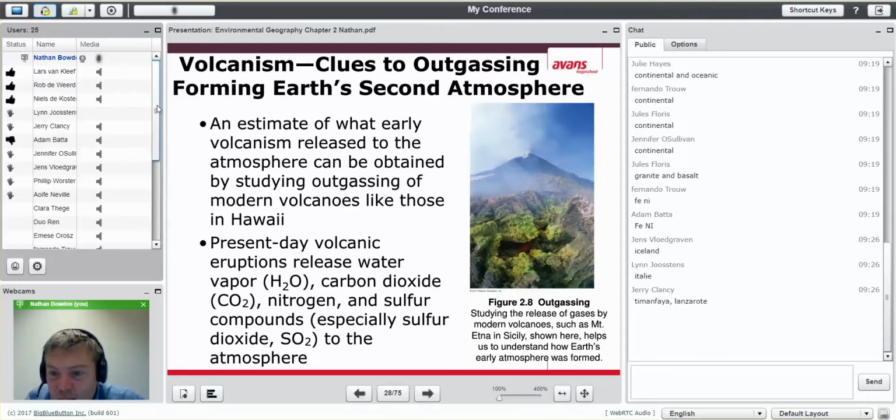Timanfaya, Lanzarote. I've never been to Lanzarote. Well, actually, I have. I think I changed planes there, but La Palma. Yeah, the Canary Islands are extremely active. I have a class on volcanoes. I love volcanoes. I've been to many, many volcanoes there.